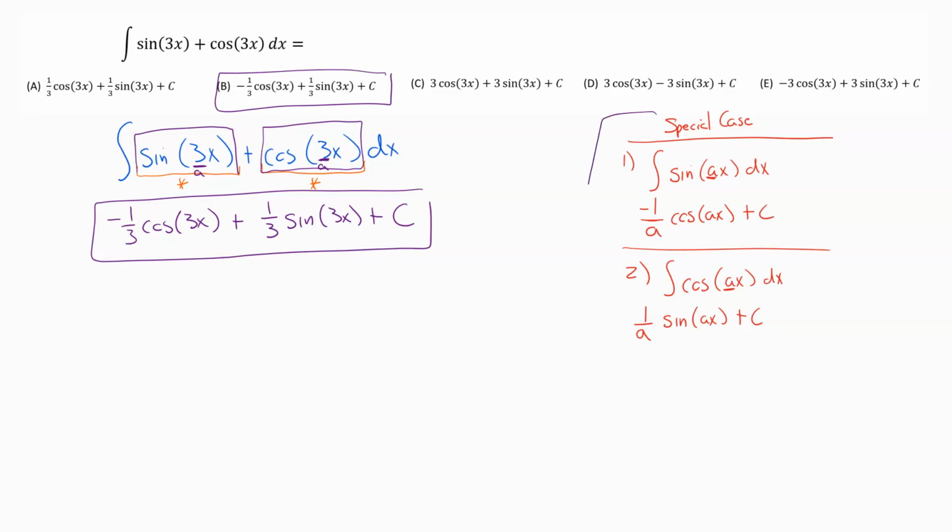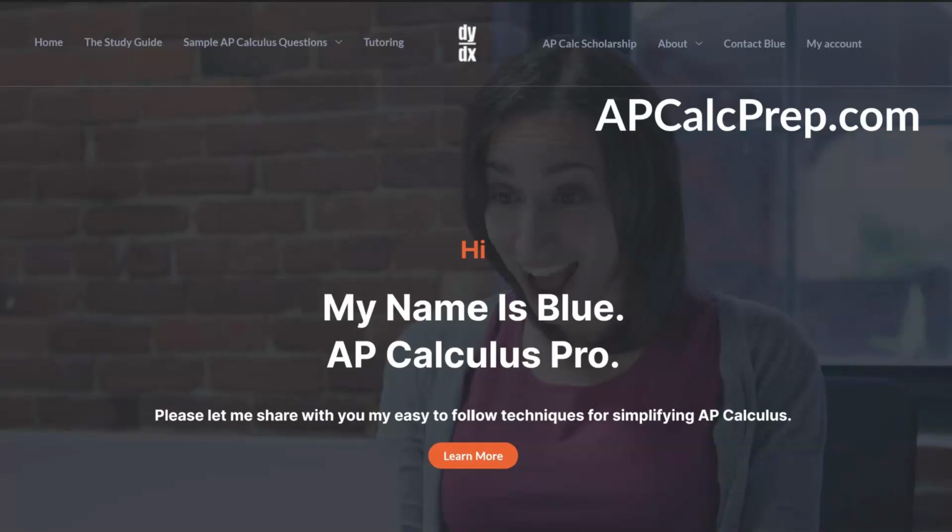Again, memorize them as a number times x inside there on a lot of these special cases, and it will save you the time and effort of having to do a u substitution in the middle of the AP Calc test.